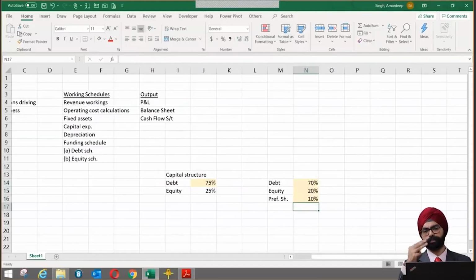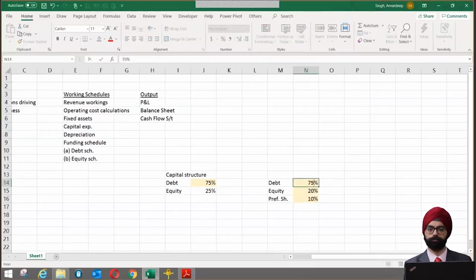Because there are three sources of funding for us, we would need to feed in the inputs individually for them. So the user says that 70% needs to go up to 75%. That person changes this to 75%. That person says that equity also needs to go up to about 25%.